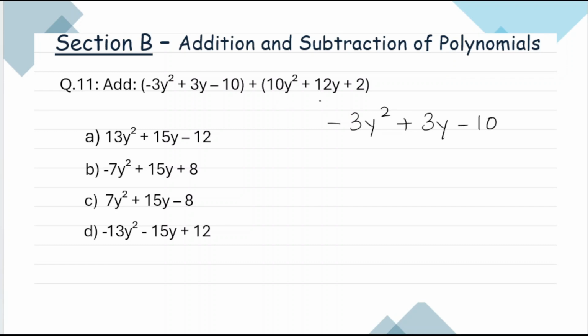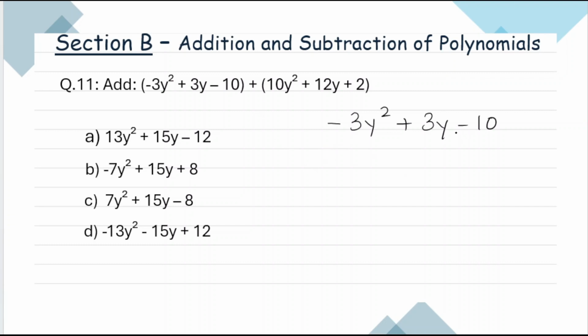Plus 10y square plus 12y plus 2. You can use either the horizontal method or the vertical method. For more explanations on these methods, just watch my video on the addition of polynomials. I have given a detailed explanation of both these methods. Over here, I will be doing the vertical method.